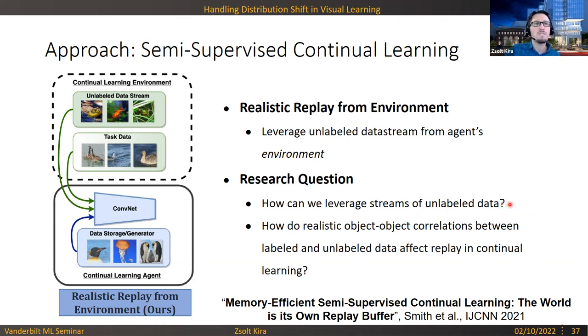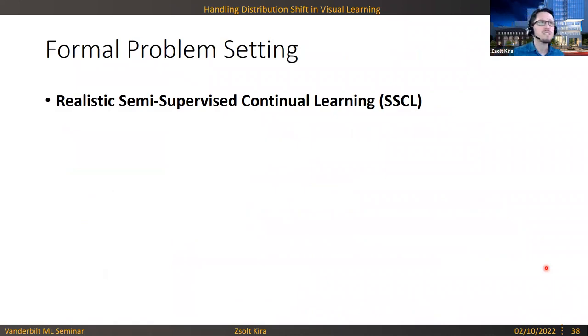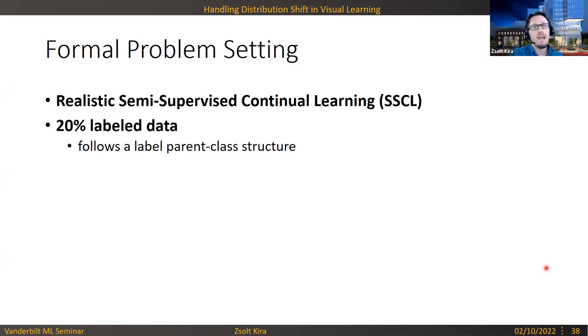There is some prior work that has done this, mostly for the web data case where you have very large unlabeled data sets. But really what we're looking at is how to do it for particular types of data distributions, specifically ones that have correlations. If you think about an agent moving around in a kitchen or some other environment, it'll see correlated sets of objects. That is, in the kitchen, there are types of objects that tend to appear together. One question we asked in this work is, does that affect some of the prior methods that looked at semi-supervised continual learning? And if so, how can we fix that? The formal problem that we set up is what we call realistic semi-supervised continual learning. Here, we again have a semi-supervised setting where we have, let's say, 20% labeled data.